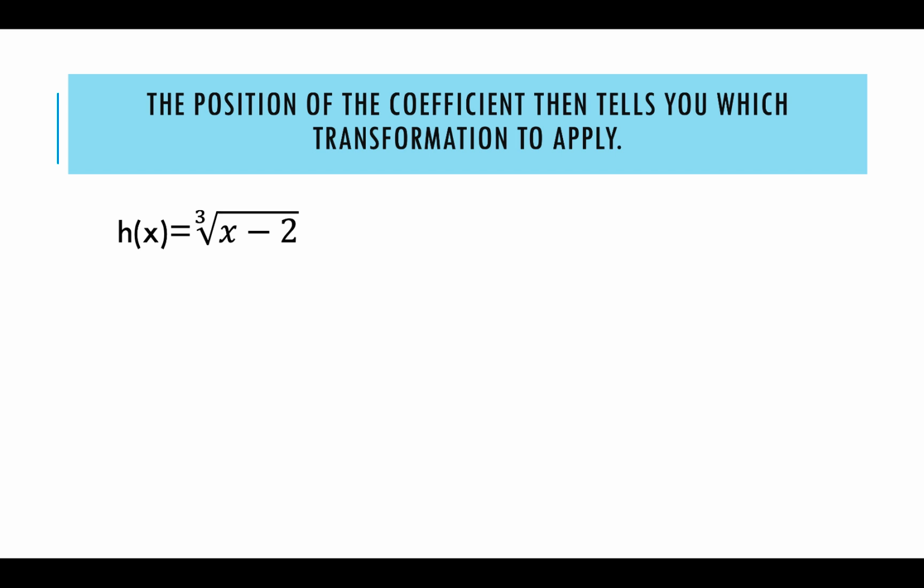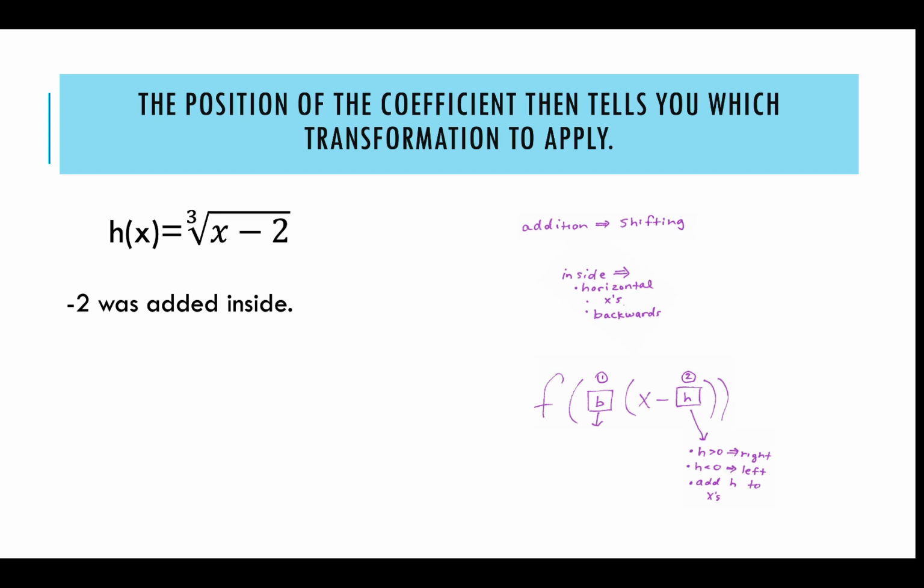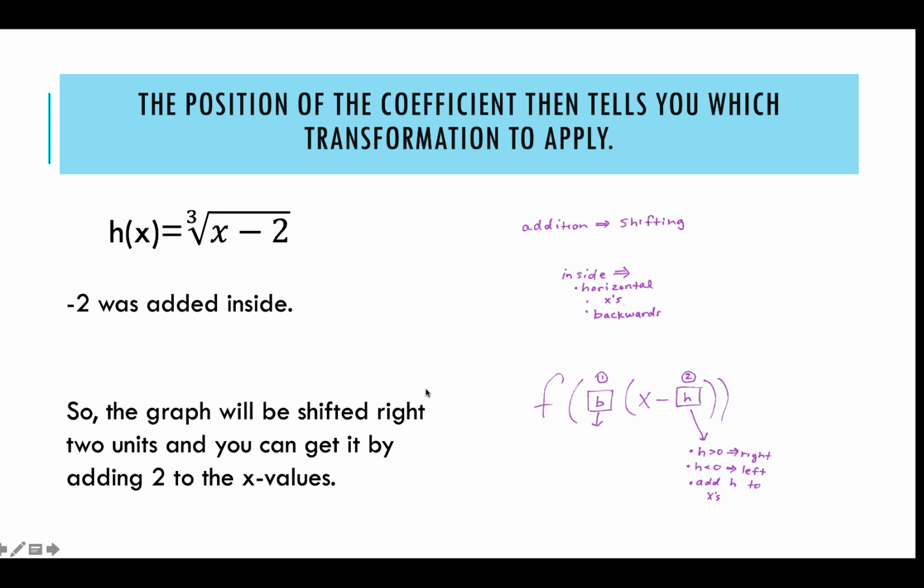Cube root of x minus 2. So we already noticed negative 2 was added inside. And so addition told me it was shifting. Inside told me it was horizontal, so I know it's a horizontal shift. My h in this case was a positive 2. And so that tells me that I'm going to go right. So I'm going to shift right by 2 units, and I can add that 2 to the x values to get points on the graph.